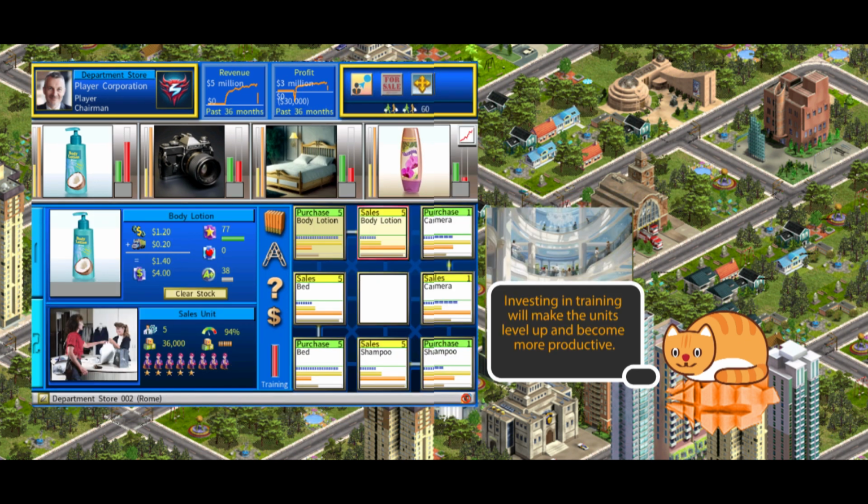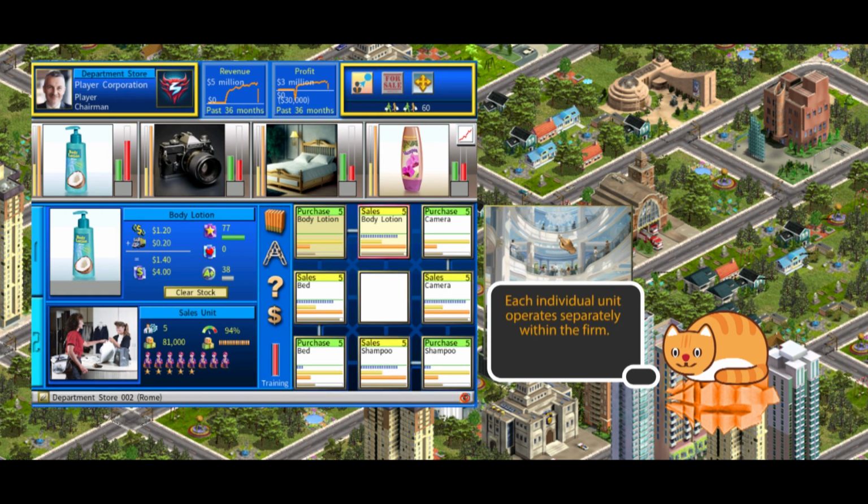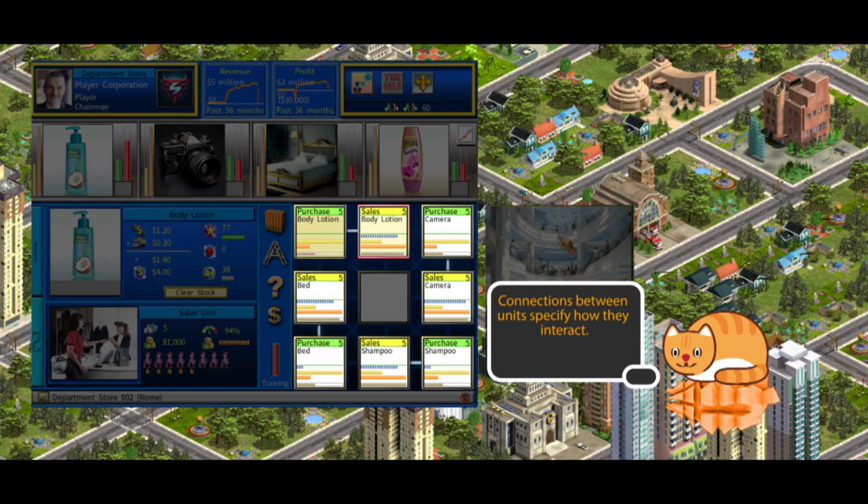Investing in training will make the units level up and become more productive. Each individual unit operates separately within the firm. Connections between units specify how they interact.